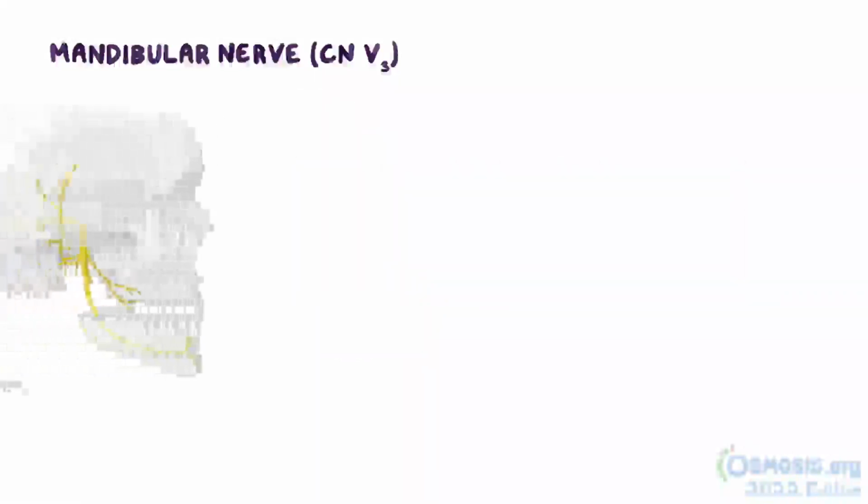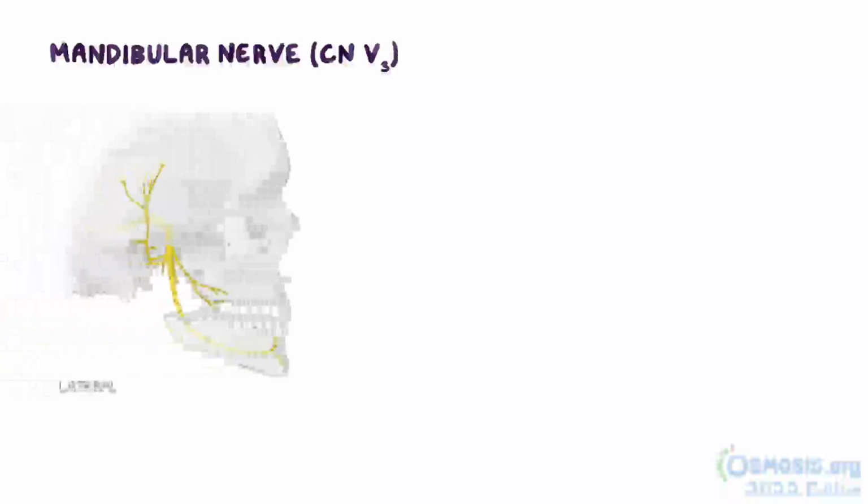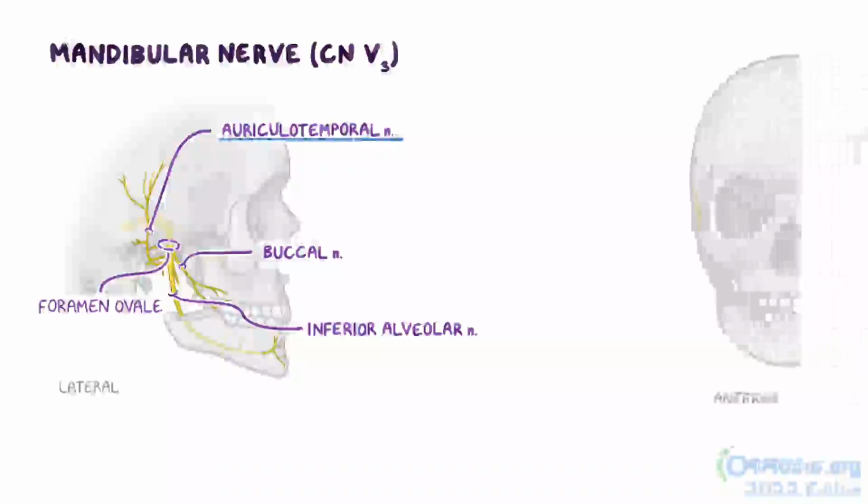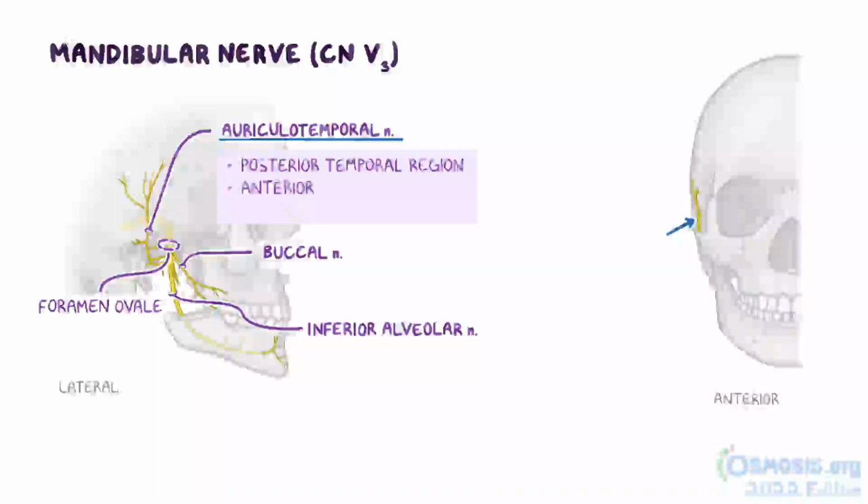The mandibular nerve arises from the trigeminal ganglion and leaves the skull through the foramen ovale in the sphenoid bone. It gives rise to 3 branches that innervate the skin of the face: the auriculotemporal nerve, the buccal nerve, and the inferior alveolar nerve. The auriculotemporal nerve passes posterior to the mandible, deep to the parotid gland, and emerges posterior to the temporomandibular joint. It supplies the skin of the posterior part of the temporal region, the skin anterior to the auricle, and some parts of the external ear.